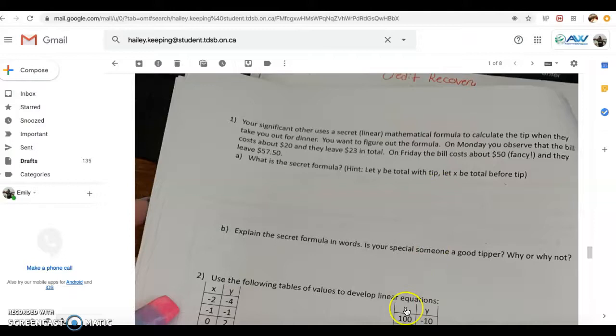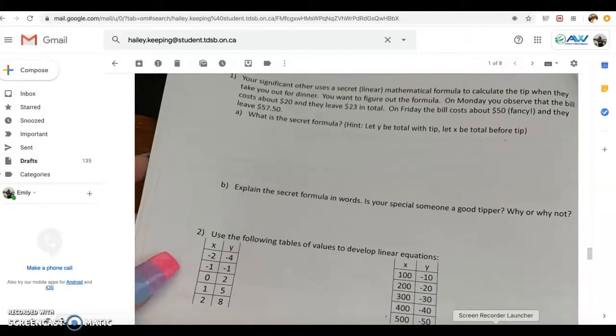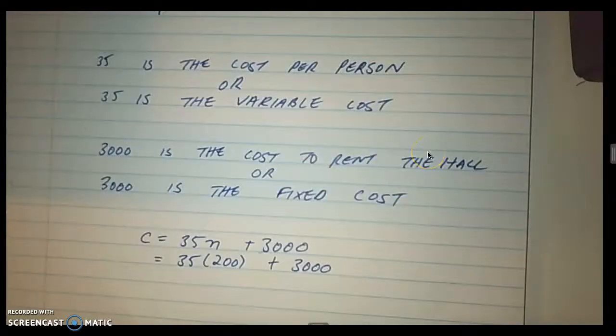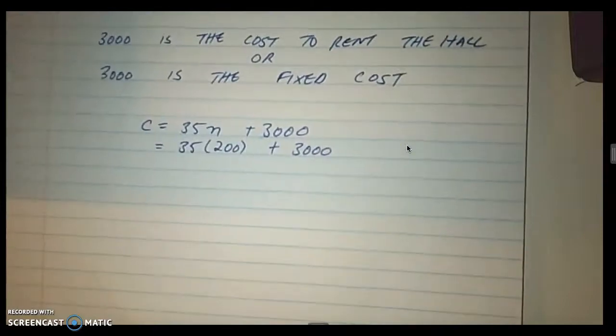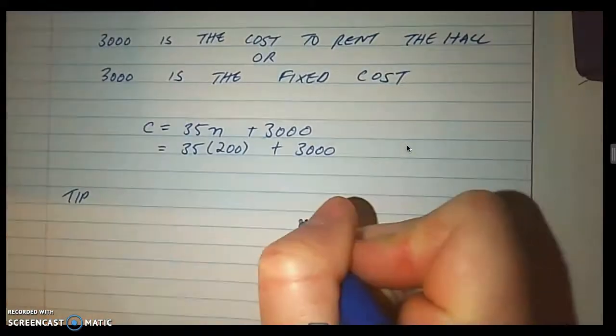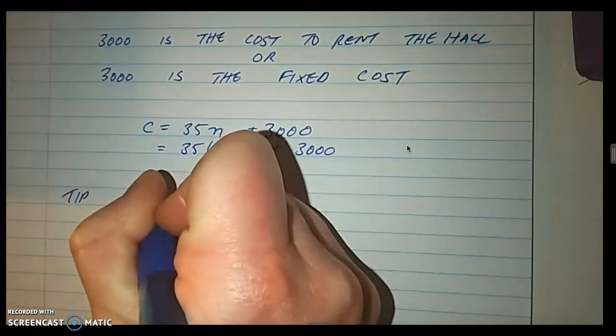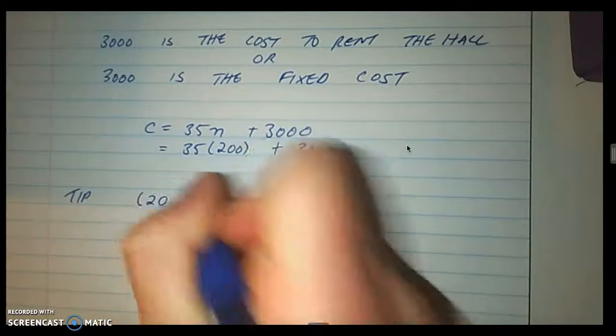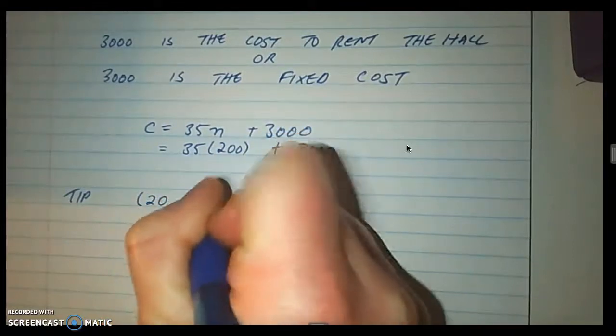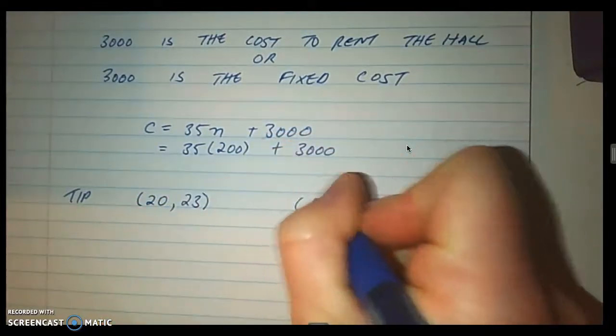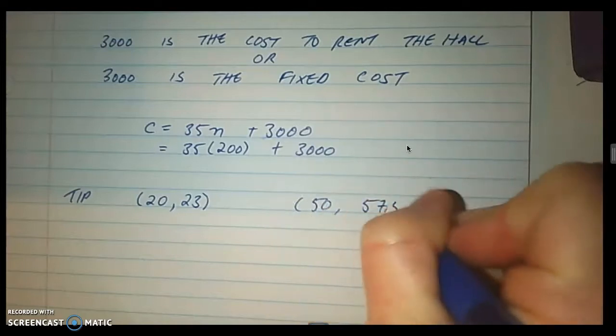So this is kind of a tricky question that I've given you here. I'm just going to walk you through how to do it. What we want to figure out is, a tip is usually calculated as a percentage. We know that when the bill was $20, with tip it came to $23. And we also know that when the bill was $50, with tip, it came to $57.50.